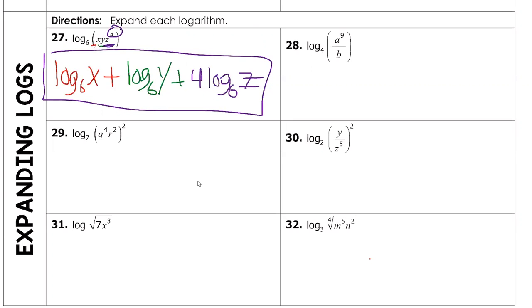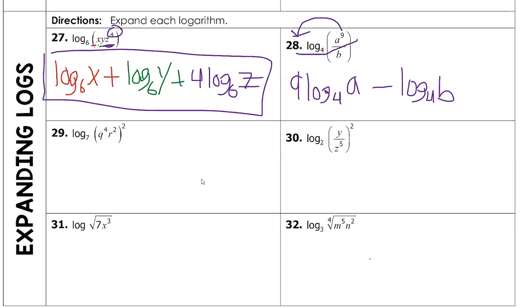Similar kind of idea with the log base 4 of this. Remember, this is division, so we're going to have a minus sign between our two logs. We're going to have two logs because we have an a and a b variable. So the 9 is going to go in front. It would be 9 log base 4 of a minus log base 4 of b, because remember, the power comes in front.